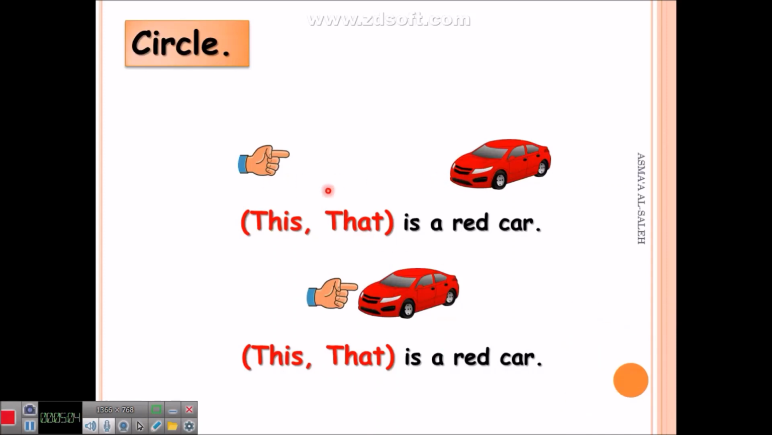Circle. This or that is a red car? Look, first grade. That is a red car. This or that is a red car? Look, first grade. This is a red car.